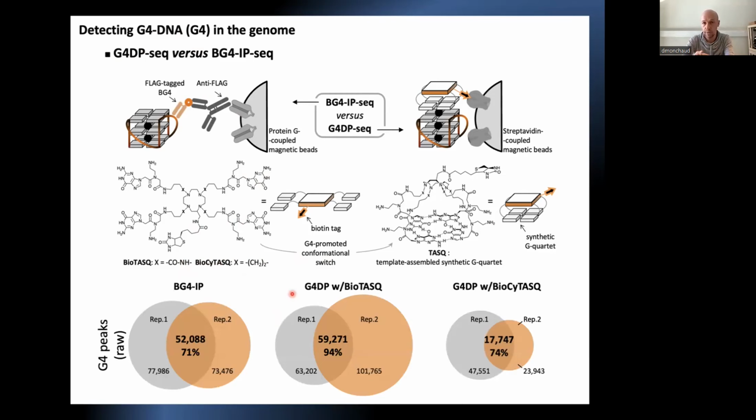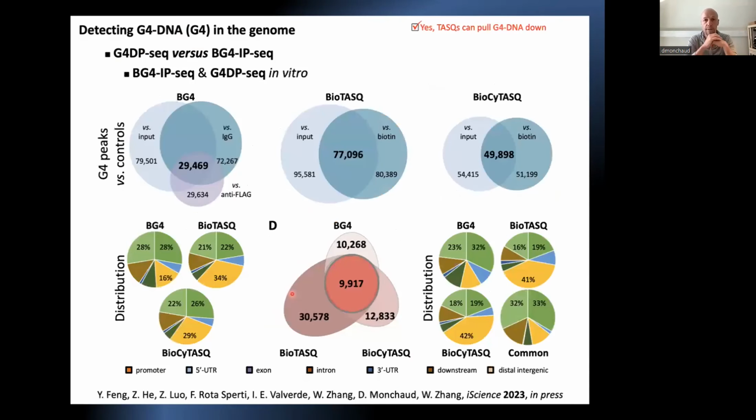Of course, I won't go into too much detail because it's big data science, but we made thousands of different controls. We were even able to isolate roughly 10,000 G4 sequences that were isolated using either the BG4 or the biotin-TASQ. So we can be really confident that these 10,000 sequences do actually fold into G4 in vitro.